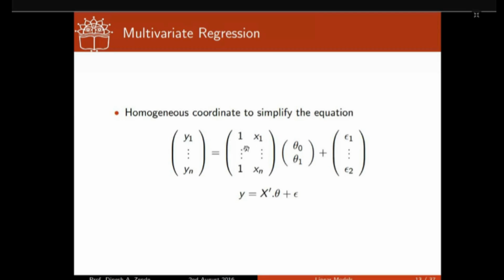So 1 x1, 1 x2, 1 x3 up to 1 xn, times theta 0 theta 1, plus epsilon 1 up to epsilon n. Ultimately, this is n by 2 and this is 2 by 1. So n by 2 times 2 by 1 gives n by 1, and then you will have all those y1, y2, y3, yi values.